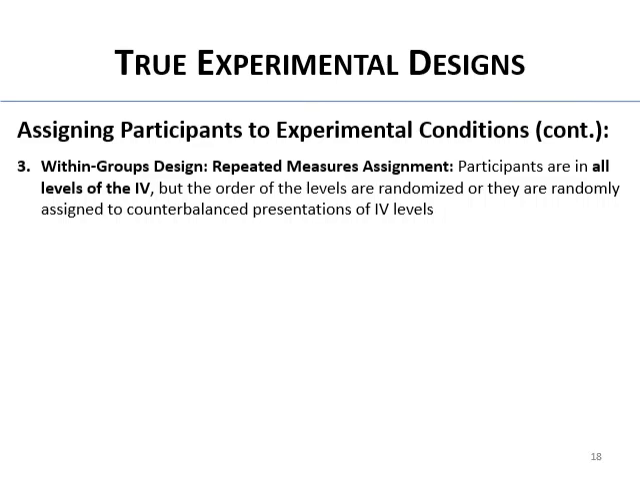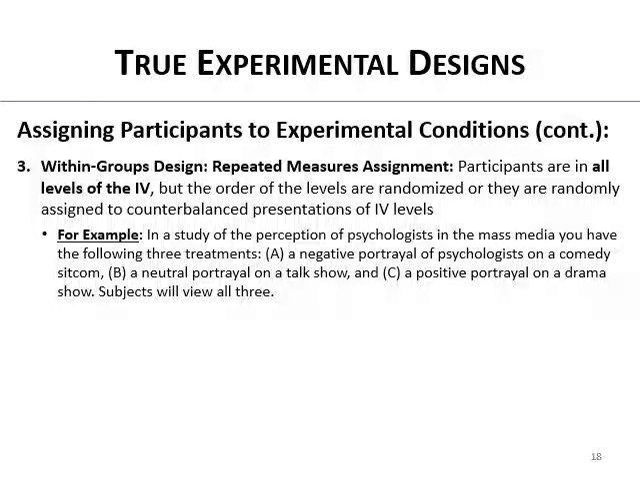So if there's ABC, ACB, BAC, BCA, etc., you randomly assign them to orders of things is another possibility, or randomly assigning them to the levels of the IV in an order that's random is the other way to do it. So for example, in a study of perception of psychologists in the mass media, you have the following three treatments: a negative portrayal of psychologists on a comedy sitcom, a neutral portrayal on a talk show, and a positive portrayal on a drama show.